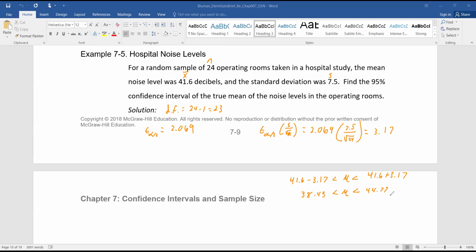All right, so that pretty much wraps up trying to find the confidence interval when the population standard deviation is unknown.